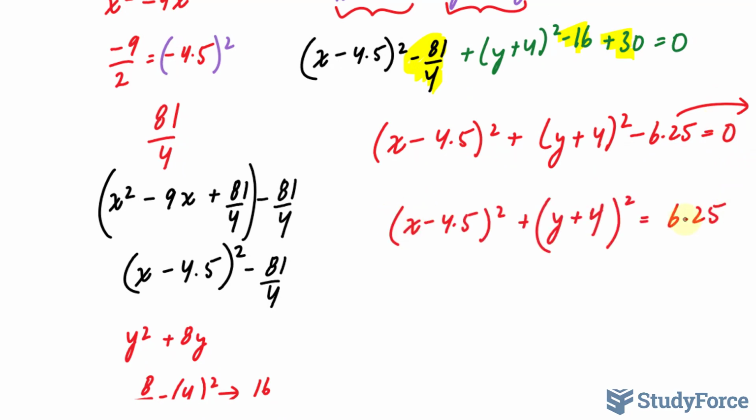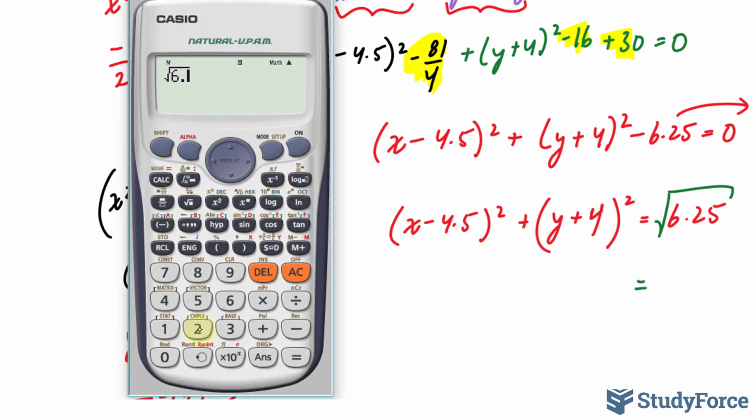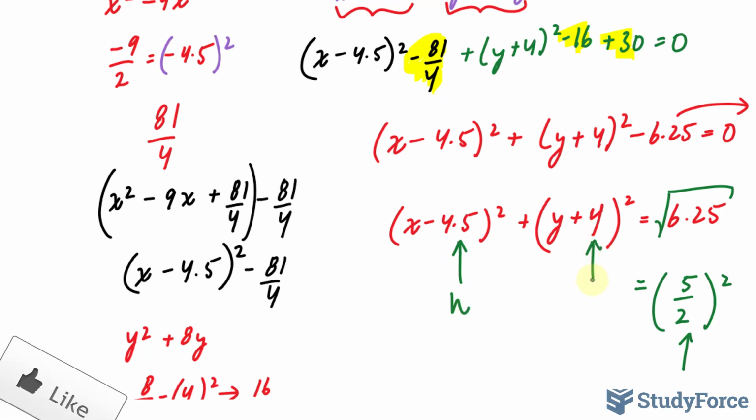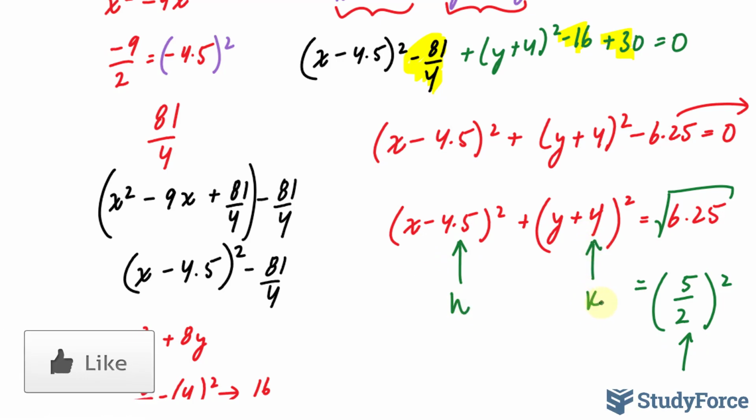And now we can use positive 6.25 to find our radius. If I just take the square root of this number, the square root of 6.25 gives me 5 over 2. That is my radius. This is my h, this is my k. Whenever you find your h and your k, you have to switch the sign. So our h is actually positive 4.5, and our k is negative 4.